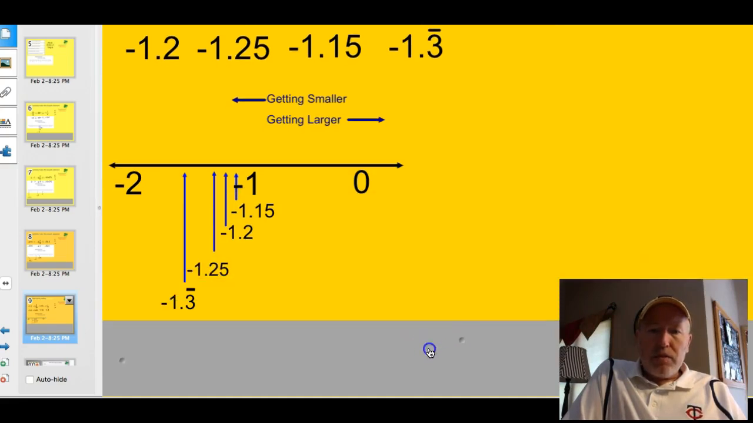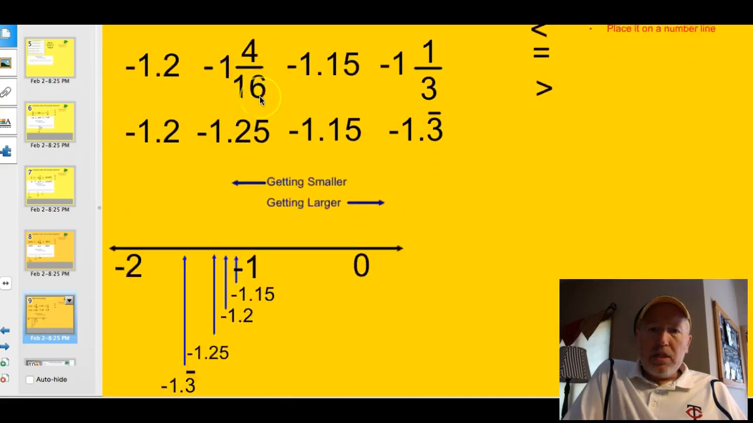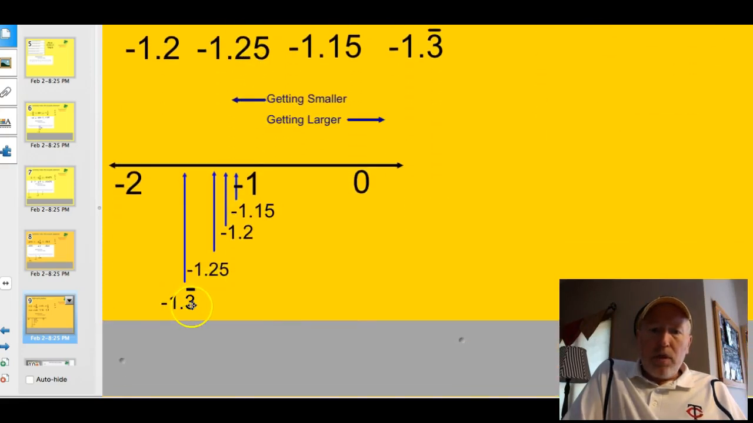And I just kind of drew a simple number line with 0, negative 1, and negative 2. You can see here they fall from least to greatest. Isn't that what I wanted? From least to greatest, yeah. Negative 1.3 repeating, which is negative 1 1/3, negative 1.25, and then negative 1.2 is the largest. The number that is the least negative is negative 1.15.